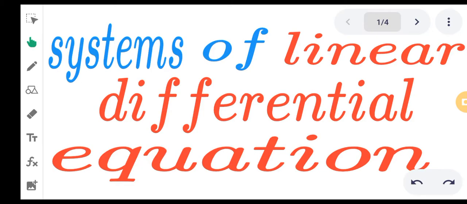So today, I want us to see something very essential in our daily life. We normally use systems of linear differential equations, but we ask ourselves, what is it about? It's very necessary in our daily lives.